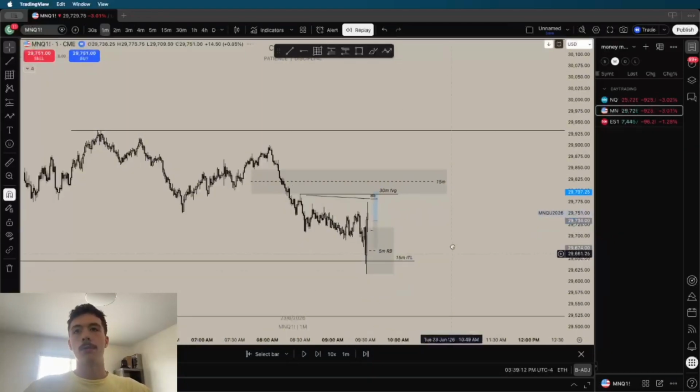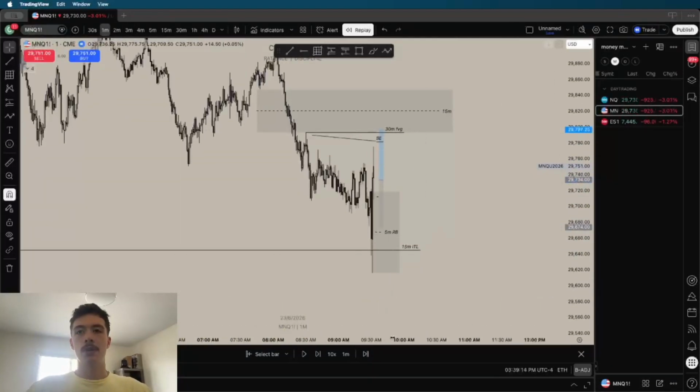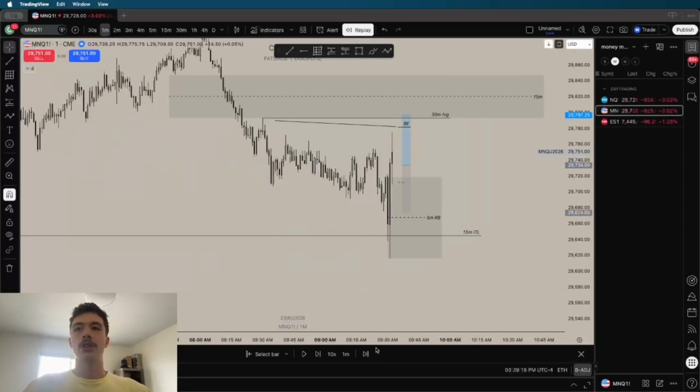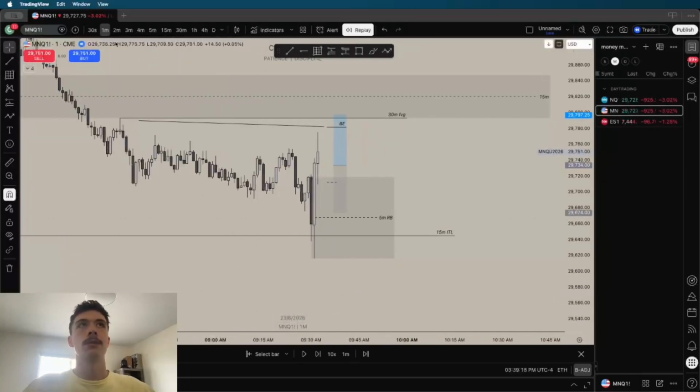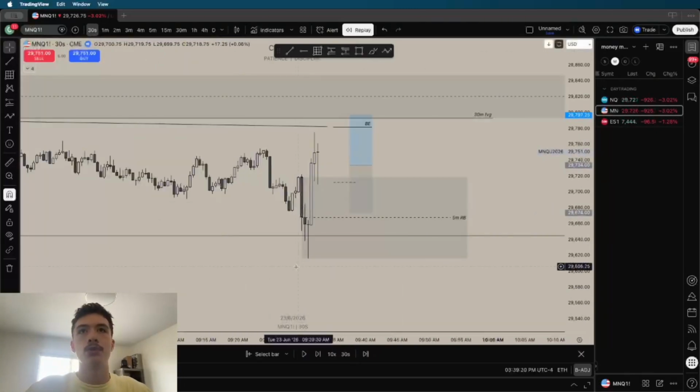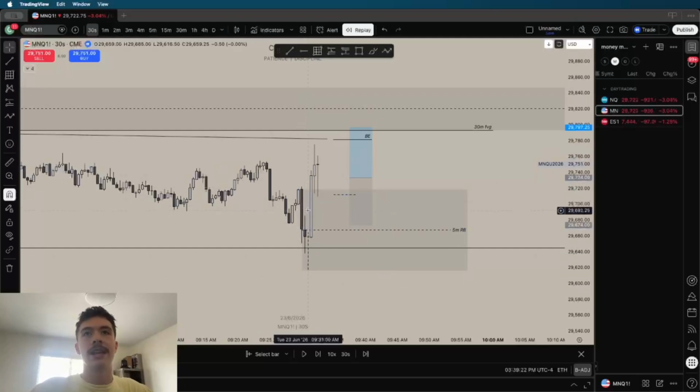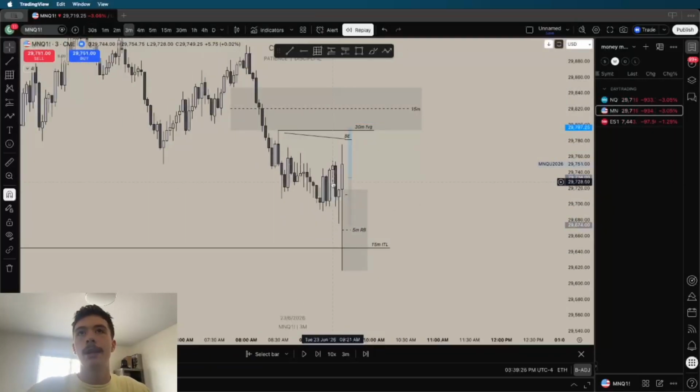If we come down to the 1 minute, we can see we get a V-shape recovery out of this. I was actually looking for a long right here because I was like, okay, if we get a good entry here, this would be a beautiful Judas swing. I was looking at this 30-second inverse, which ended up being an invalid close. And then I was looking at this 3-minute inverse right here, also an invalid close. So no trade there.